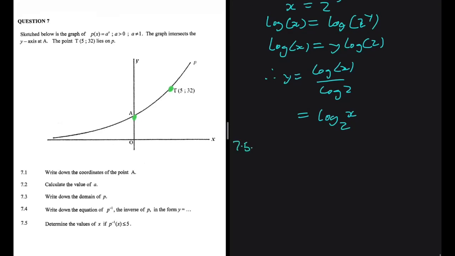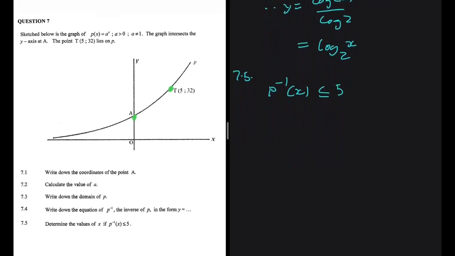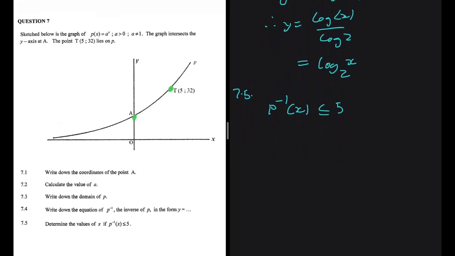Up to 7.5. So 7.5 is saying, let's determine the values of x if p inverse of x is less than or equal to 5, right? So what is p inverse of x? It's what we just calculated in 7.4, right? So we have log of x base 2 being less than or equal to 5. Let's go ahead and solve this. If we do that, we're going to get x being less than or equal to 2 to the power of 5. We've already established above that this is equal to 32, right?